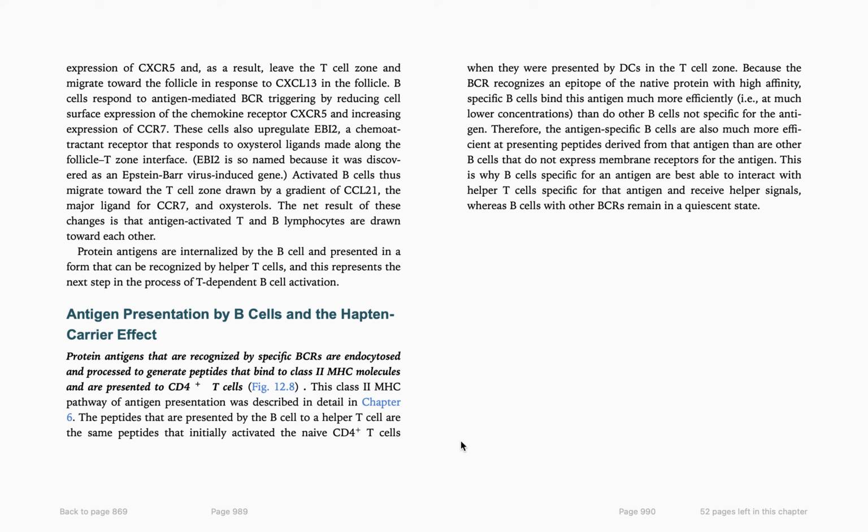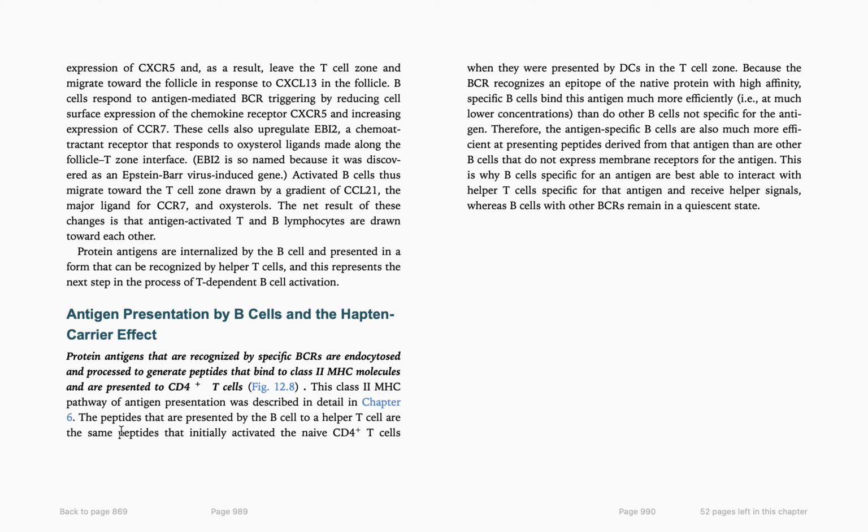Antigen presentation by B cells and the hapten-carrier effect. So protein antigens that are recognized by specific B cell receptors are endocytosed and processed to generate peptides that bind to class II MHC molecules and are presented to CD4 helper T cells. This class II MHC pathway of antigen presentation was described in detail in chapter 6.